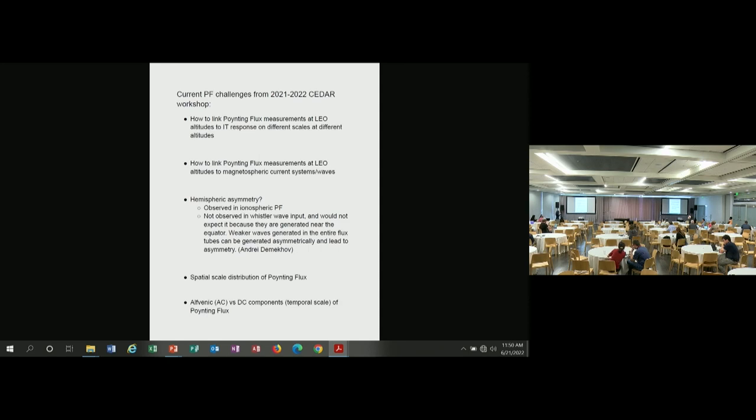Moving on to the next topic, let's spend maybe the next few minutes to discuss hemispheric asymmetry. It's very difficult to get there unless we have a space mission, but if you have something to say, maybe you have more SuperDARN data from the two hemispheres? Anything about north-south asymmetry and Poynting flux?